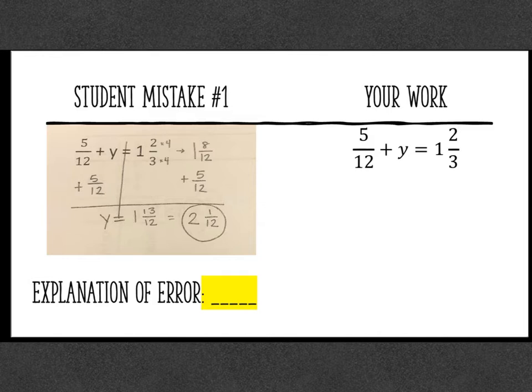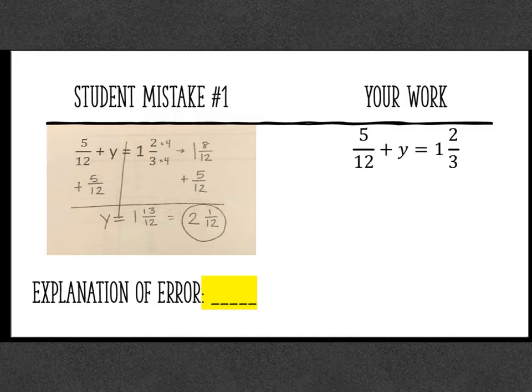On the left here we have a student who did their work and they did their work incorrectly. So there is a mistake in the problem that is completed on the left. Our job is to figure out what they did wrong and write an explanation and then show the correct way to do it. So let's get started.